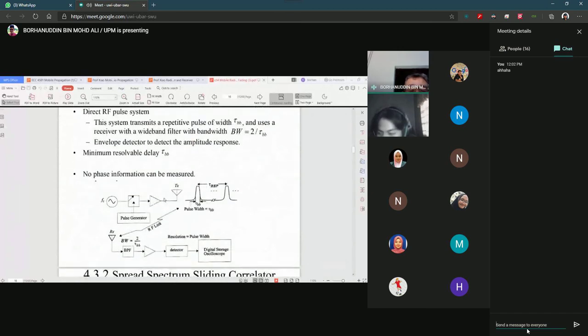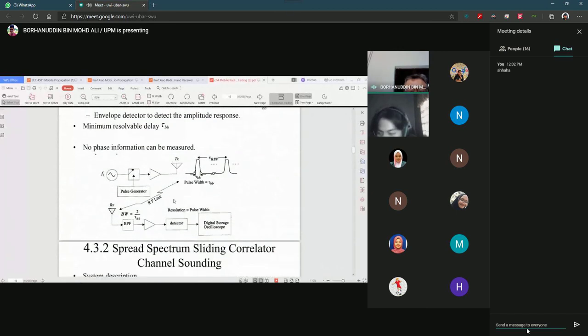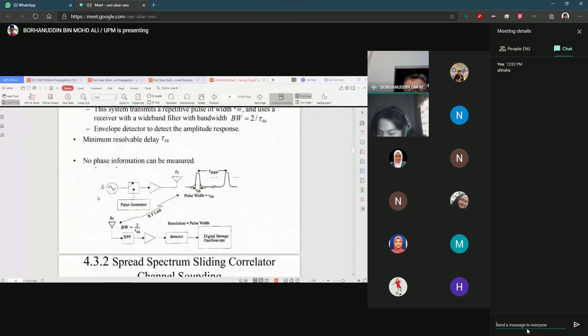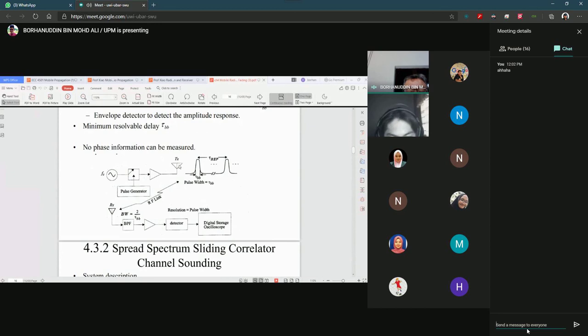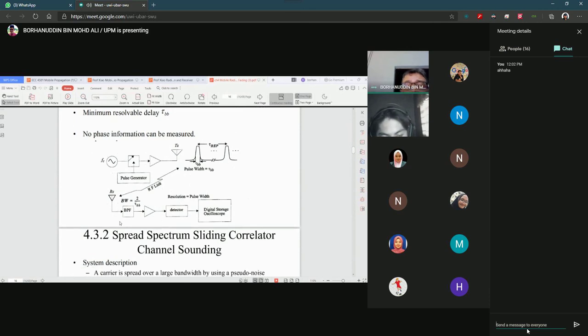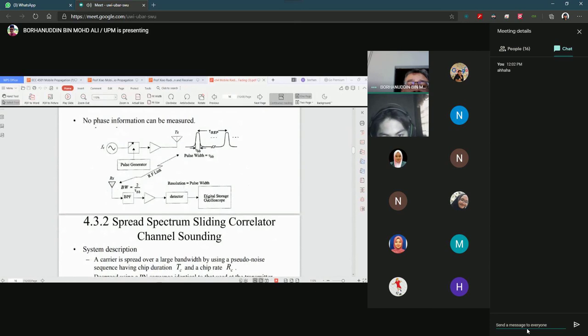These are some details of how they do experiments to measure the channel. They actually send pulses like this, from a pulse generator, and send it over the atmosphere or the space. See, TX is the transmitter, and then they receive it, and from there they can interpret what kind of channel they have experienced by measuring the received signal.